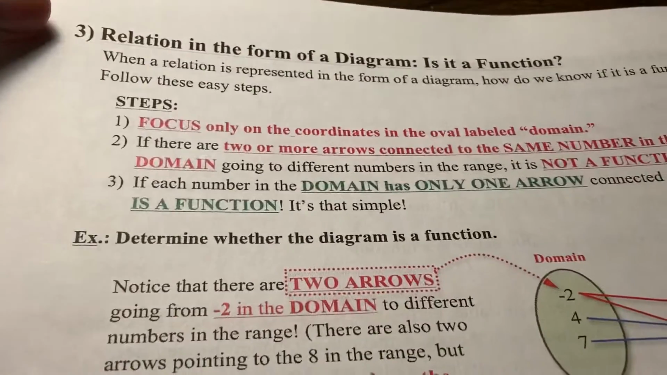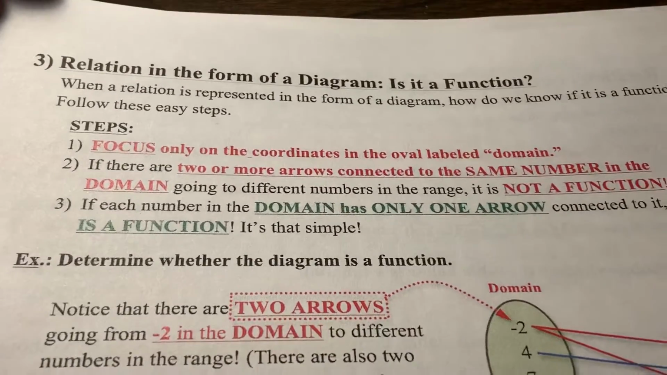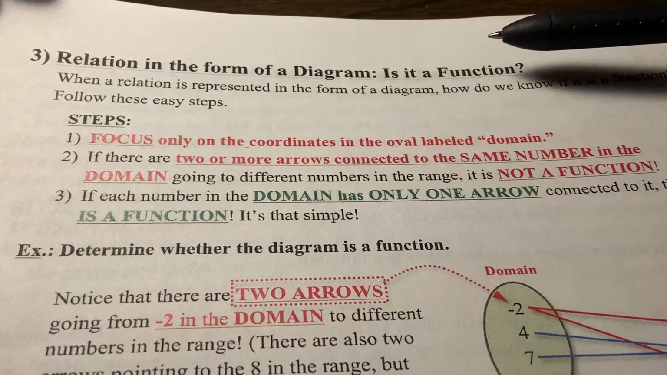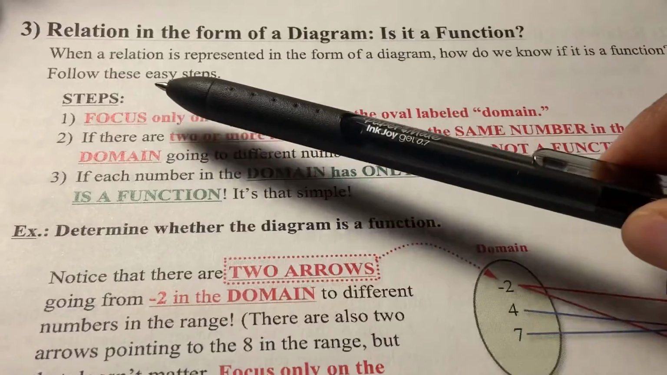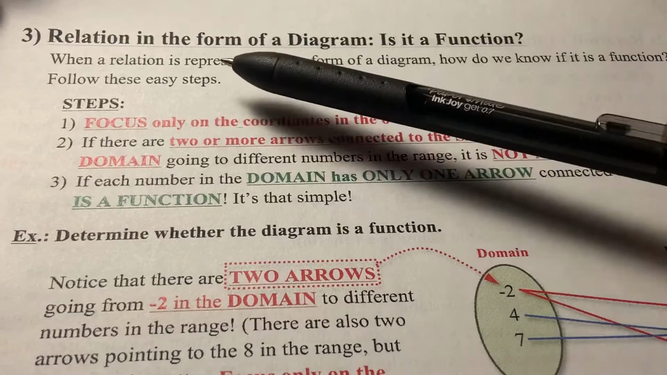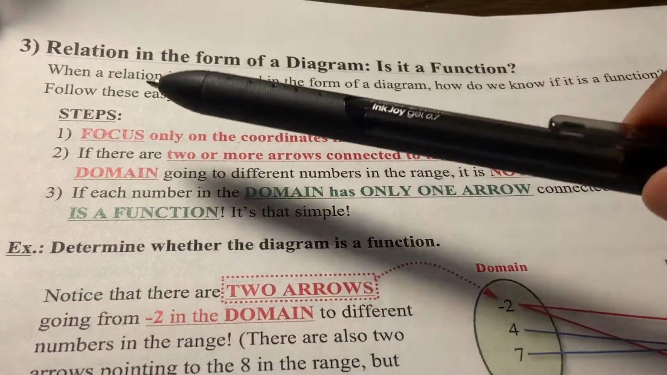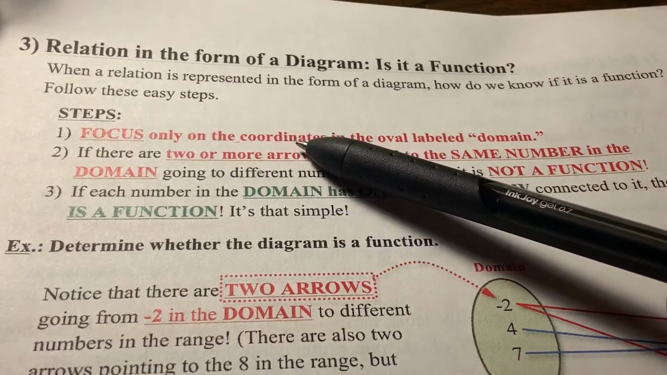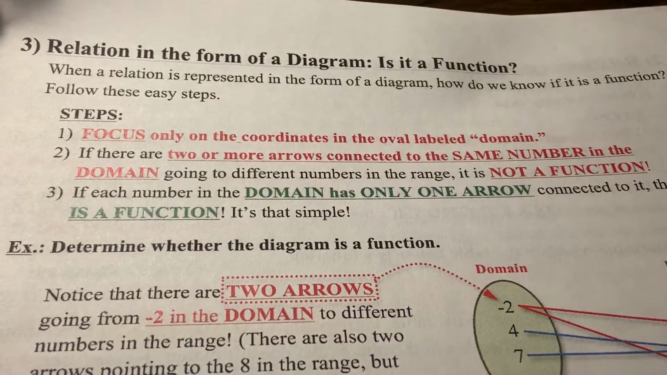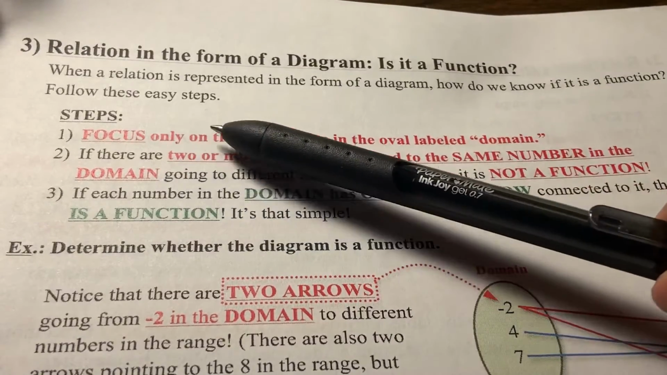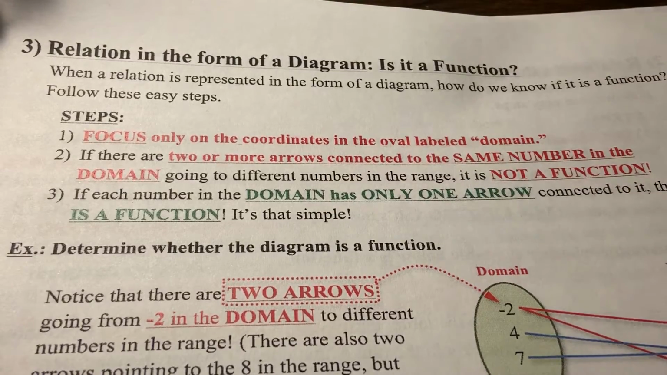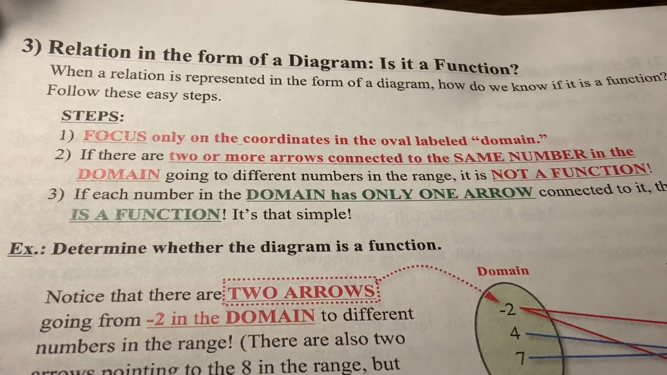Number 3 of this particular lesson is relation in the form of a diagram. Is it a function? Let's read. When a relation is represented in the form of a diagram, how do we know if it is a function? Follow these easy steps. Step 1, focus only on the coordinates in the oval labeled domain. Again, focus only on the coordinates in the oval labeled domain. Once again, we're focusing only on the x values, not on the y.